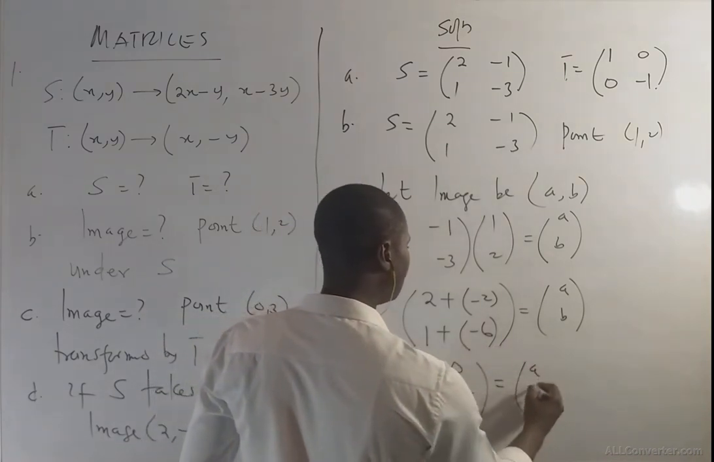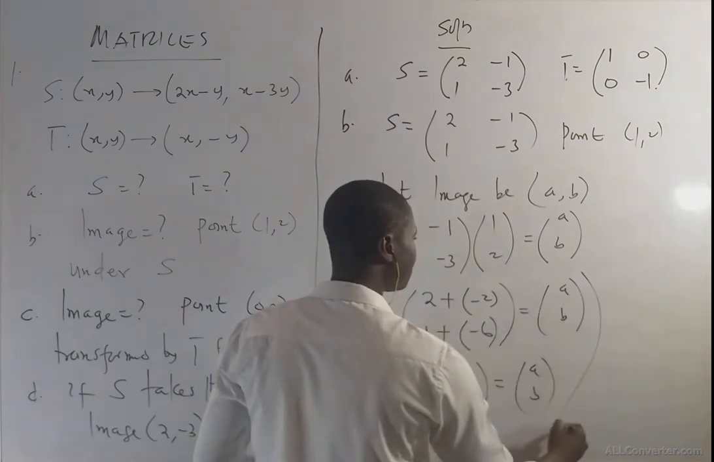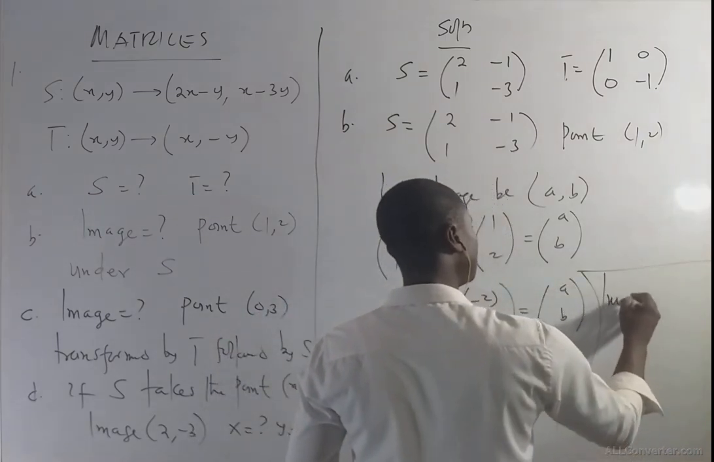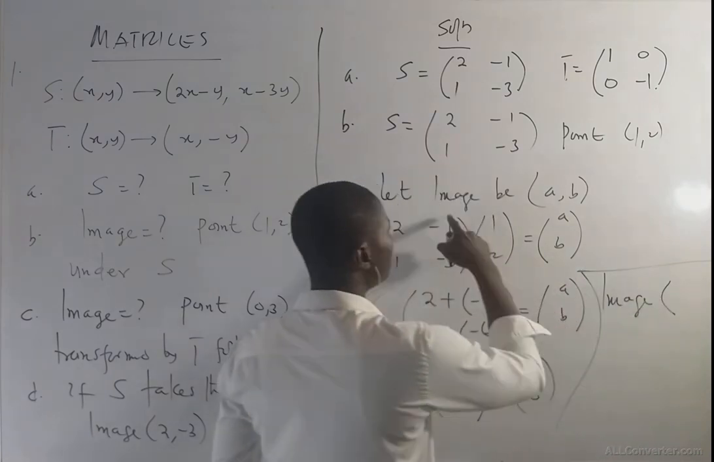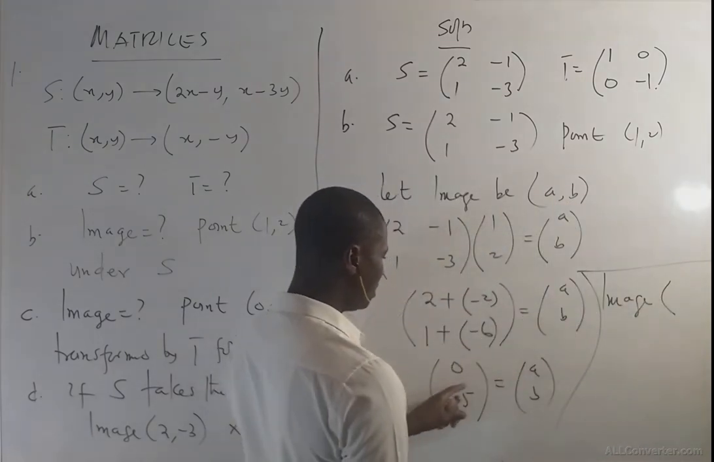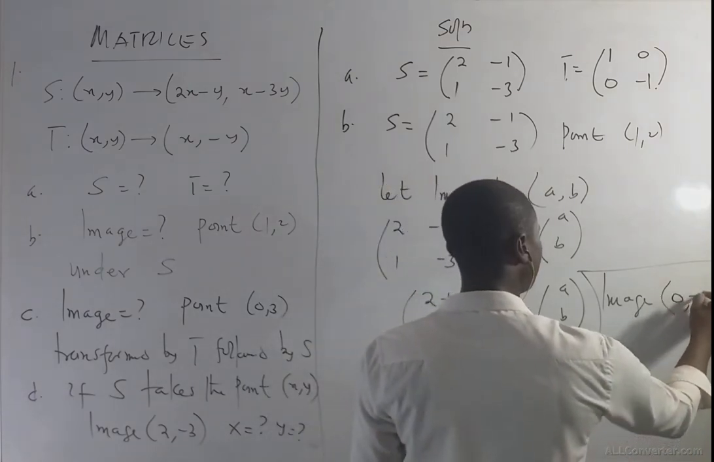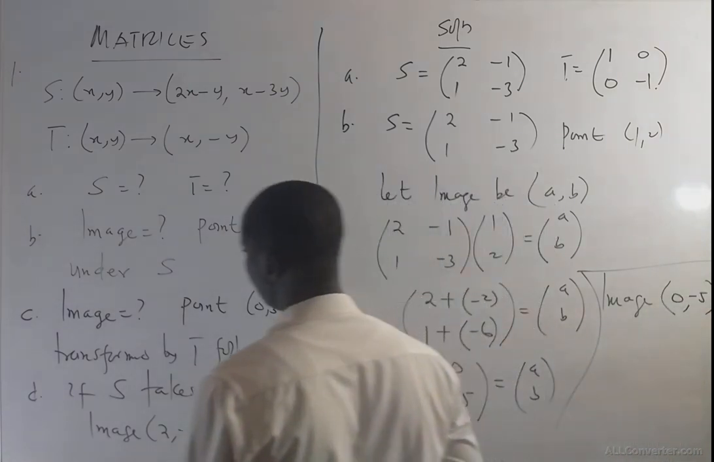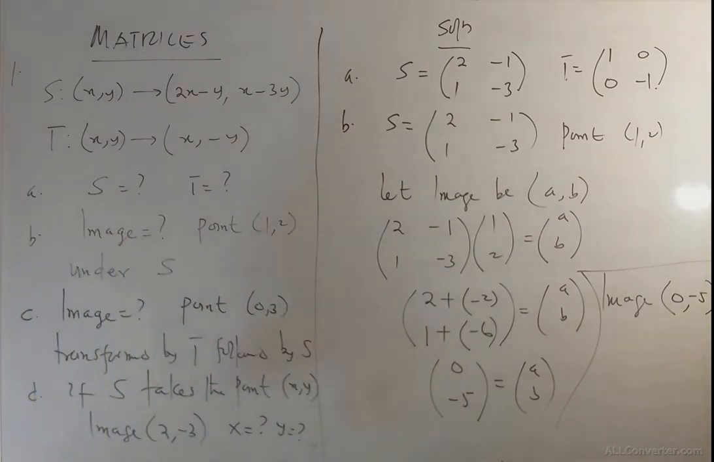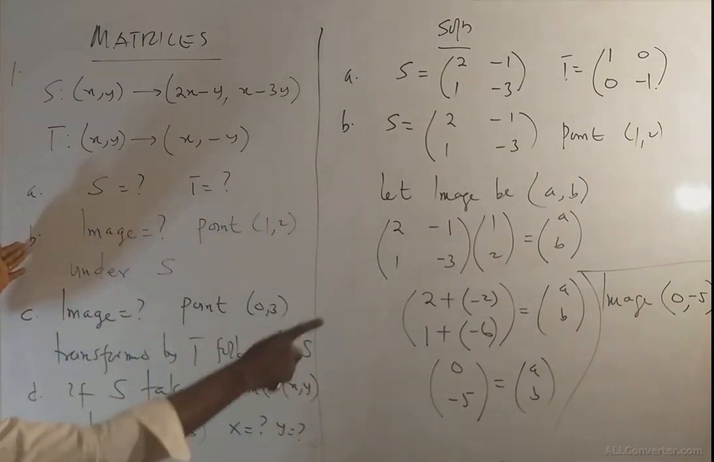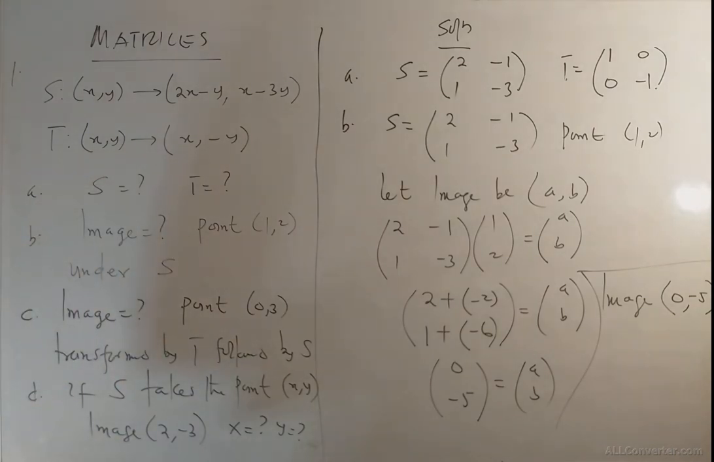And this is AB. So it means that the image, we said that the image should be AB. Now A is 0, B is minus 5. So AB, that means we have 0 minus 5. And this is the image. Now I guess you understand that. So that's the solution for the B part. I advise that you pause the video, you look at it, you take the video back so that you understand where we started from and where we have gotten to.